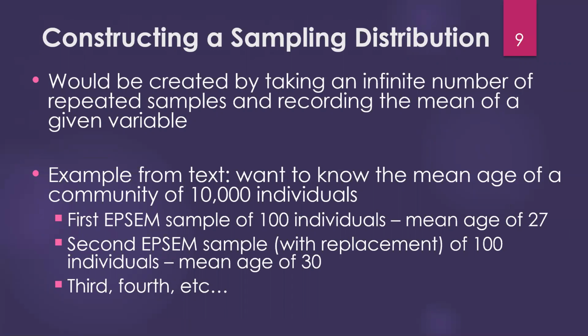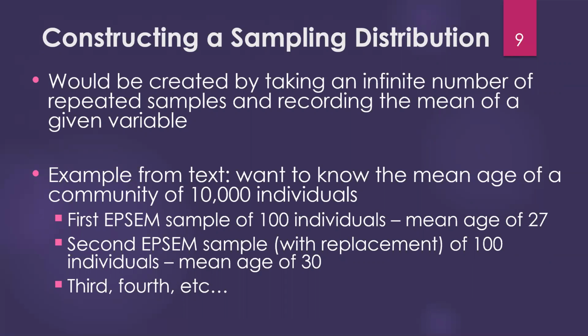So, more on sampling distributions. These can be created, and again, these are theoretical, by taking an infinite number of repeated samples and recording the mean of a given variable for each of those samples. The example that's given in the reading is, let's say we want to know the mean age of a community of 10,000 individuals, and it's impossible for us to question or get the age of all 10,000 of these.